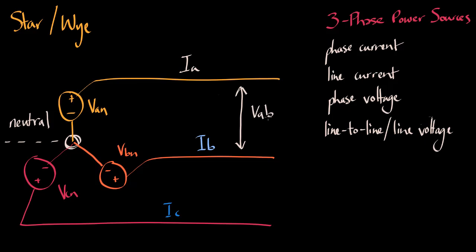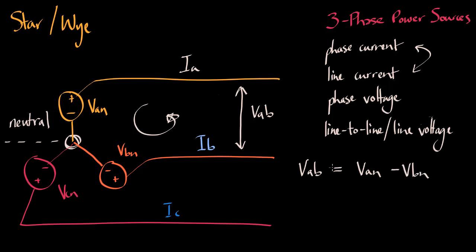In the specific case of star-connected sources, it can be seen that the phase current, that is the current through one of the phases, is equal to the line current as they are all connected in series. However, the phase voltage does not equal the line-to-line voltage. However, with the creation of a loop, we can see, using KVL, VAB is equal to VAN minus VBN.